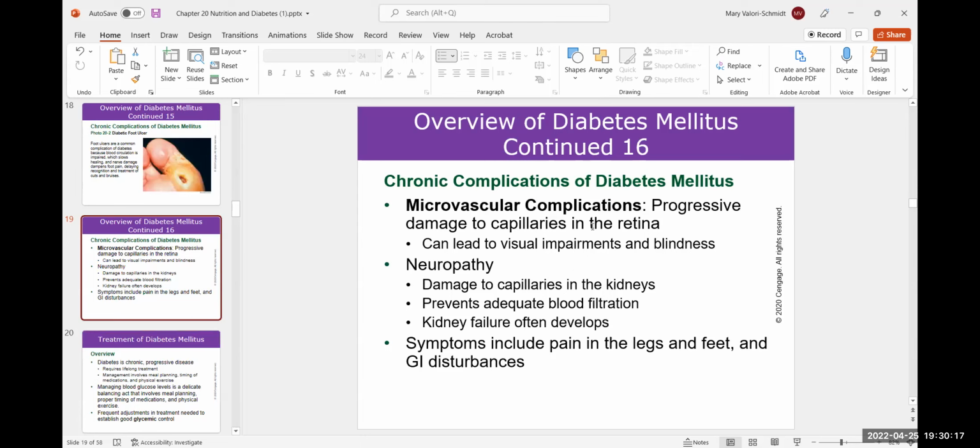So in other words, eventually these uncontrolled blood sugars will cause blindness and will also cause permanent damage to the kidney to the point where the patient will need to be on dialysis because their kidneys will be done. Okay.